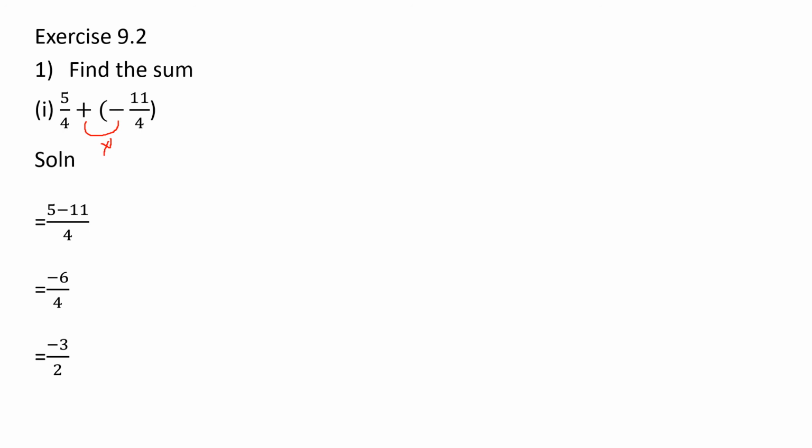5 minus 11. 5 is positive, 11 is negative. So different signs. So we will subtract and write the sign of the greater number. So minus 6. Minus 6 by 4. Can we cancel by the 2 table? Yeah, 3 twos are 6 and 2 twos are 4, right? Don't forget this minus symbol. So minus 3 by 2.